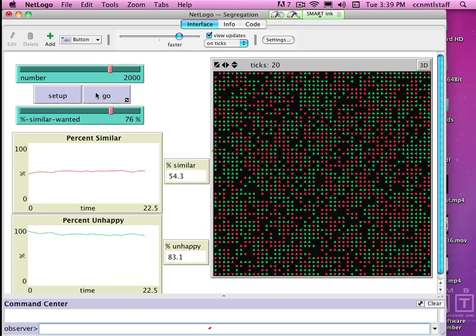When people really don't have a strong preference, you still get a lot of segregation. And when people have too strong of a preference, you don't get any segregation. And you also have tipping points, which is a really strong change in system behavior based on a very small change in the percent similar wanted. And those three characteristics are really interesting in terms of racial segregation, but they're also characteristic of how a lot of different agent-based models work also.